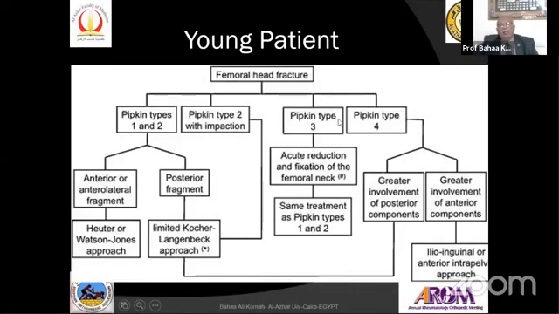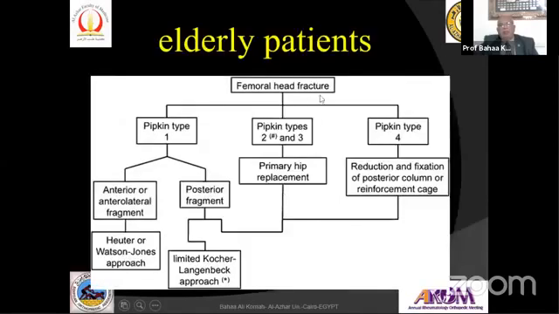Then Pipkin 3 and 4: acute reduction and fixation of the femoral neck, the same treatment as Pipkin 1 and 2. Type 4, with greater involvement of the posterior component, use the ilioinguinal approach and go for the hip replacement. Femoral head fractures, Pipkin type 1 goes the same, but for Pipkin 4, reduction and fixation of the posterior column or reinforcement cages are needed because this fracture is unstable due to fracture of the acetabulum. But Pipkin type 2 and 3 may go for primary total hip replacement.